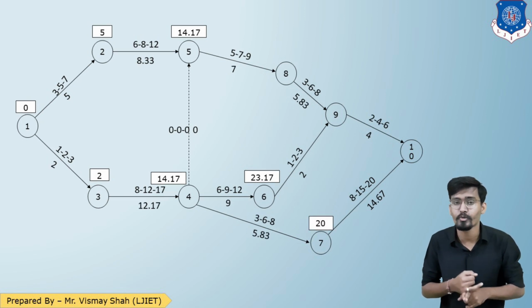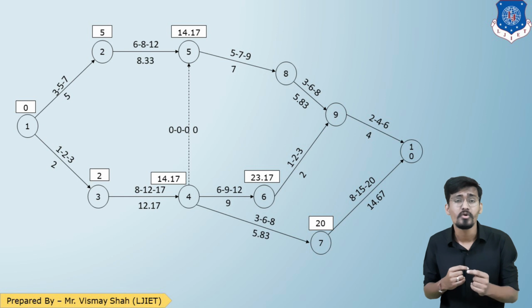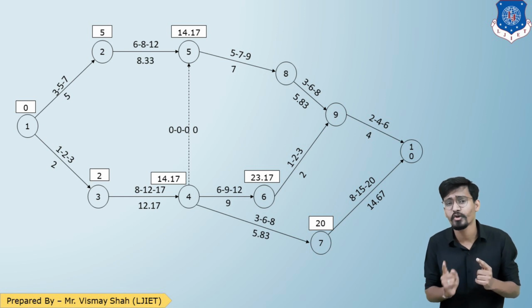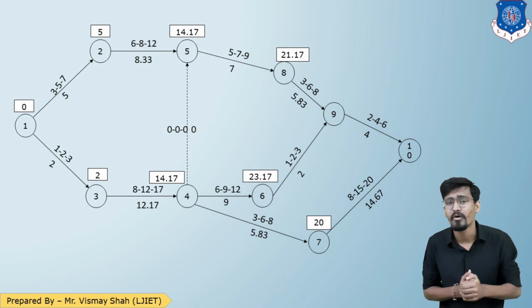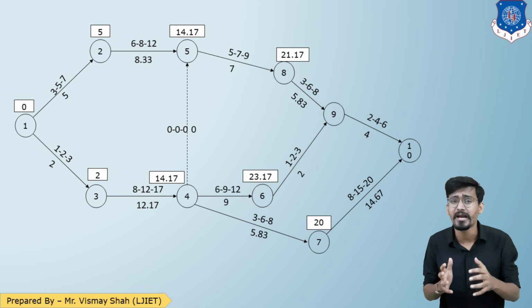So we have reached up to 20 at event number 7. Now let us talk about event number 8. For event number 8, there is only one way, that is 5 to 8. For 5, that was 14.17, and the duration for 5 to 8 was 7. So 21.17.